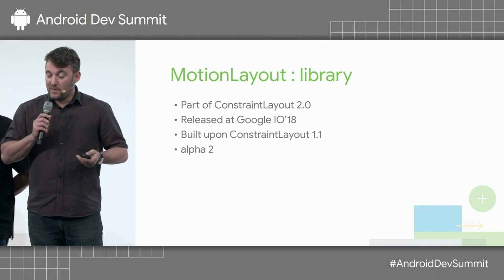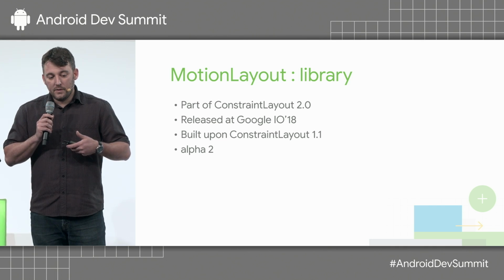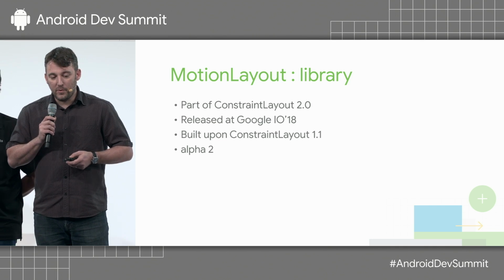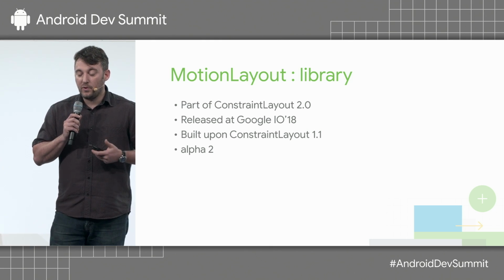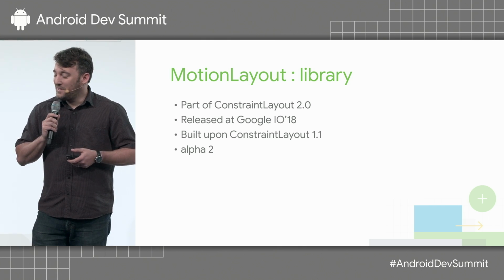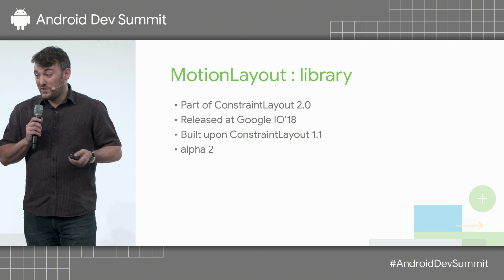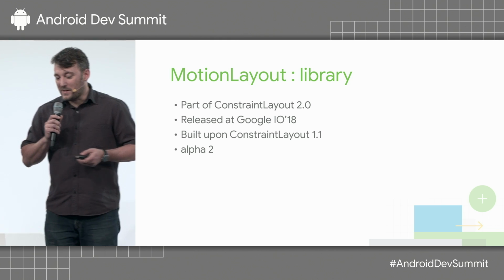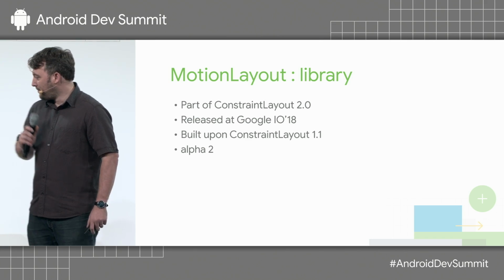So to summarize the current state, we are still working on the graphical editor. But for the library, we released it already at Google I/O. And since then, we did an alpha 2 with a few more properties. And even though it's in alpha, it's actually built upon ConstraintLayout 1.1, so it's actually pretty stable. And in fact, because it's pretty stable, quite a few people started to build stuff with it. And we'll go through some examples just to give you a little taste of what you can do with motion layout.